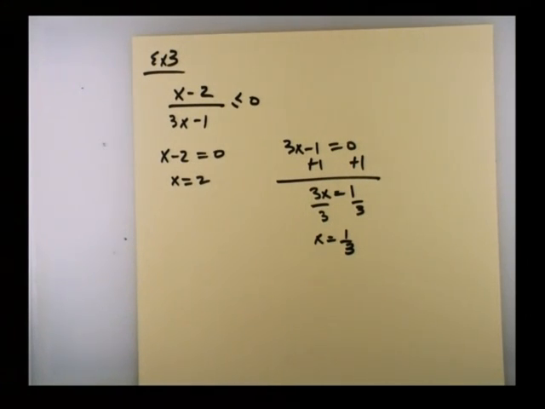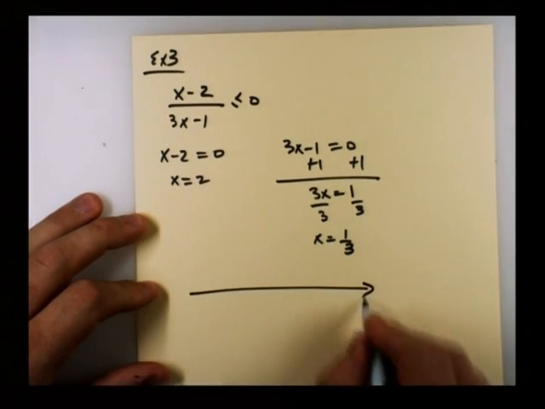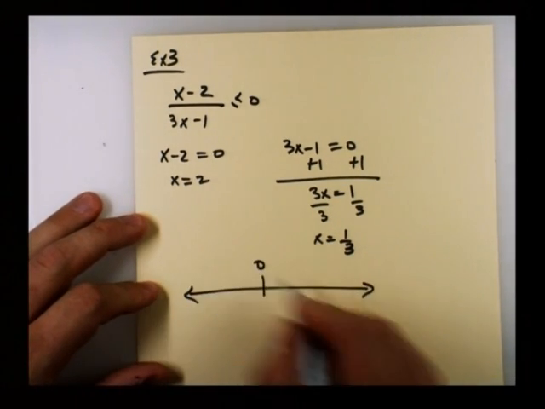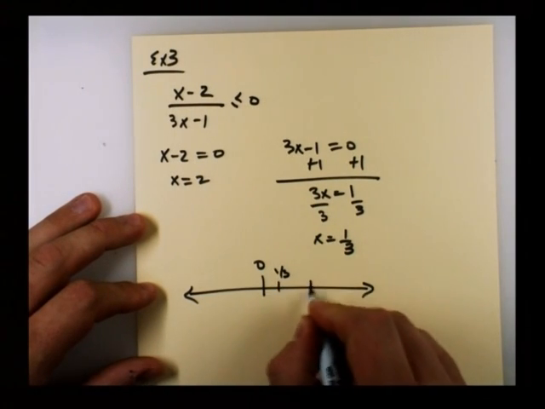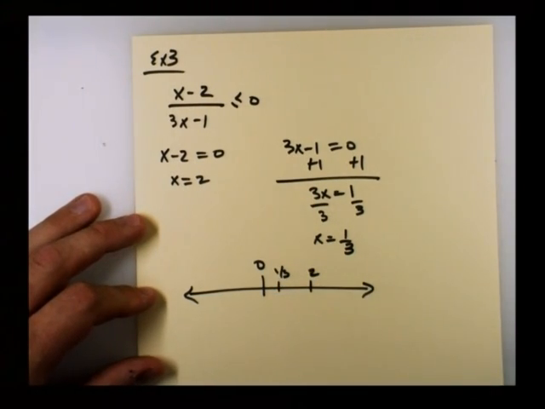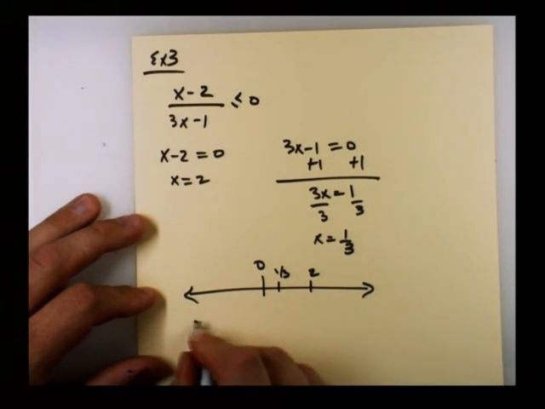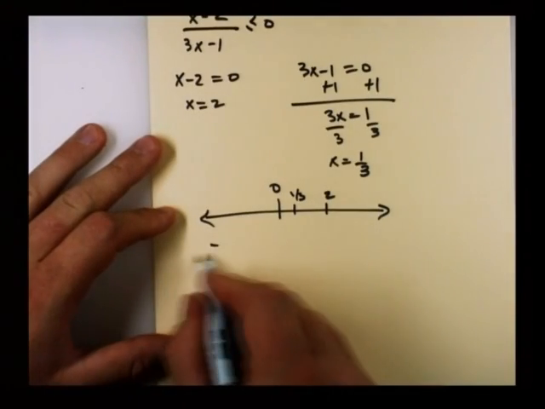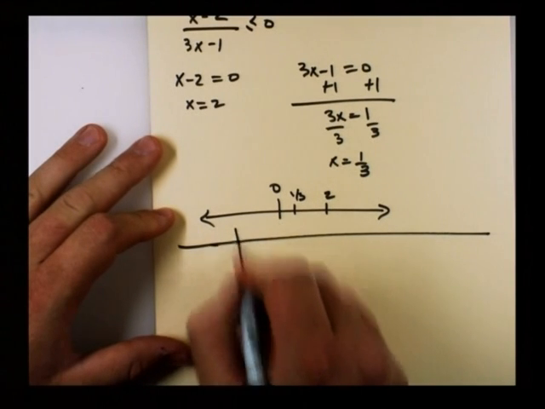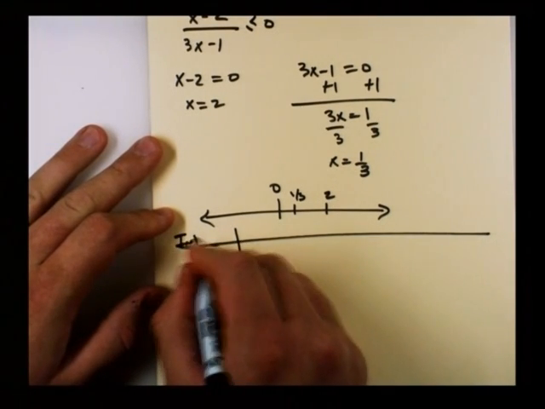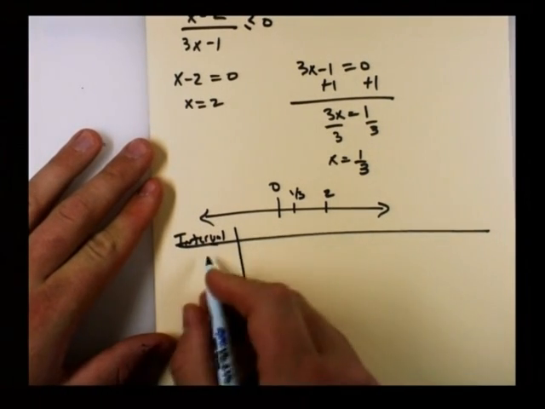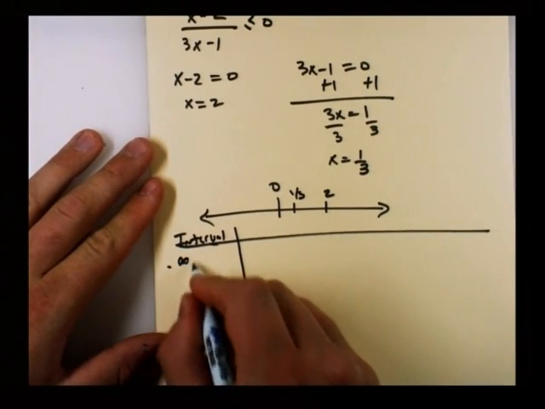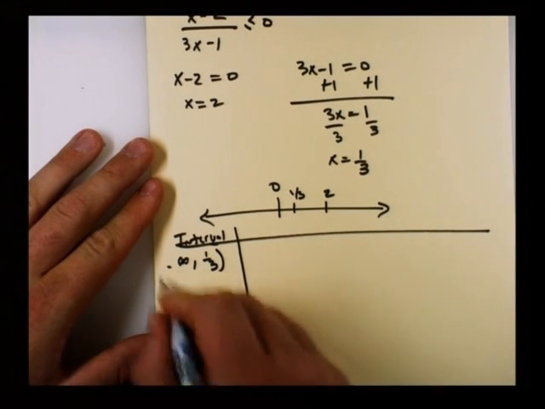Now, just to give you the visual sense for this, you might be able to identify the intervals right off, but just to give us a number line sense, here's 0. Our first point is at 1/3. Our second point is at 2. So where are our intervals? Let me get my table started. Our first interval is from negative infinity to 1/3.